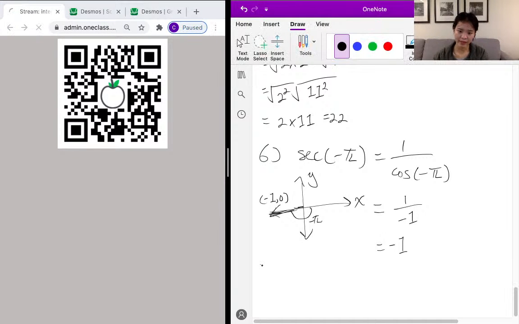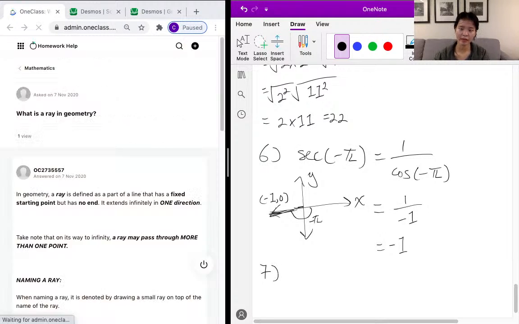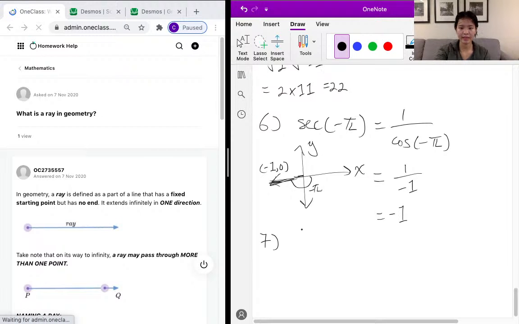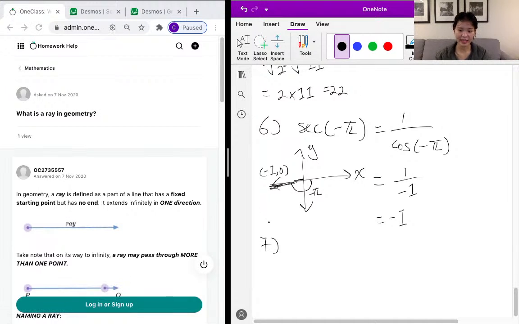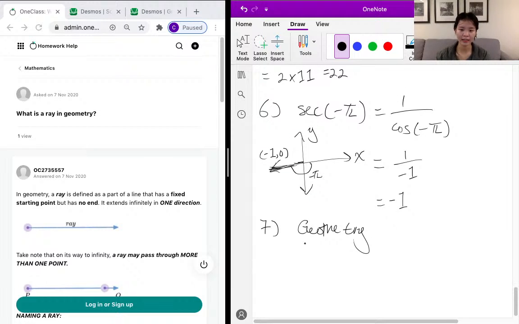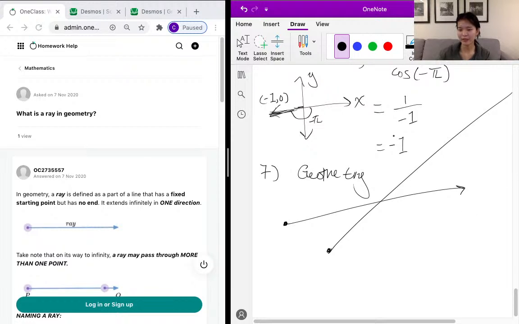Now let's look at our 7th problem. The 7th problem asks us what is a ray in geometry. So a ray in geometry is basically a line that starts at a point but goes on from that point infinitely. So basically it is a line that has no end. This would be an example of a ray that has no end. This would be another ray that goes over the page and goes on infinitely.